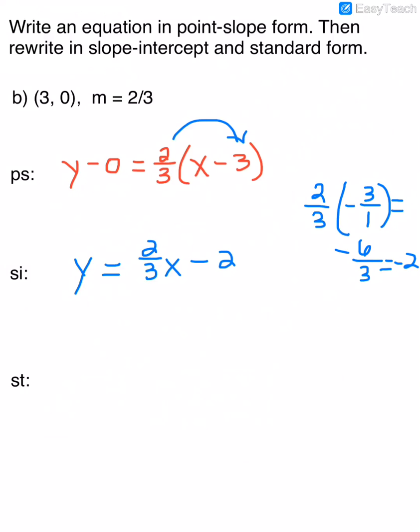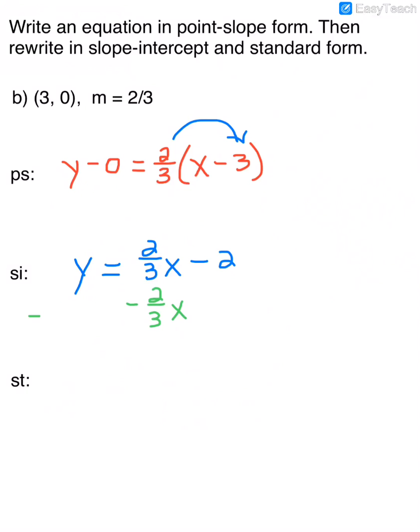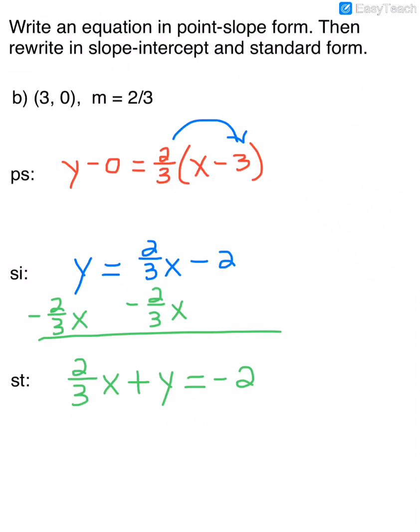Alright, so then to get it in standard form, I need to get my x and my y on the same side of the equation. So I'm going to subtract 2/3 x from both sides. So that gives me 2/3 x plus y equals -2.